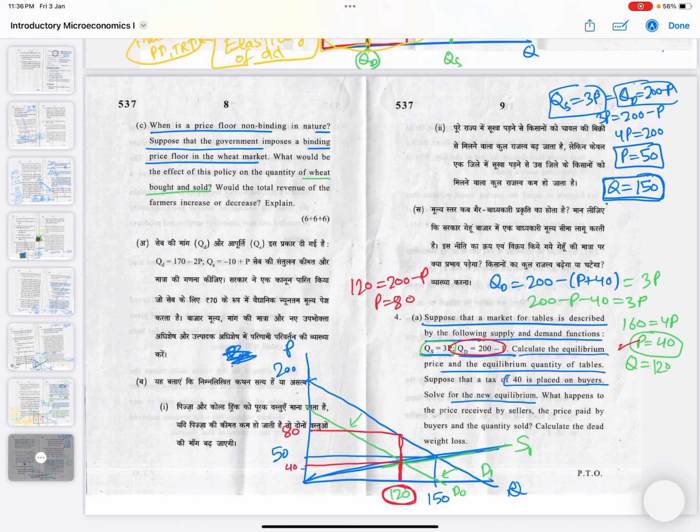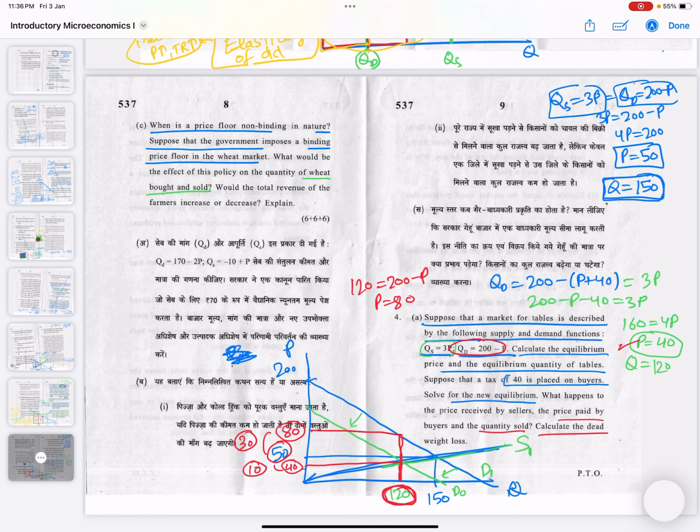So now what you can see is, initially the buyers were paying 50, the sellers were getting 50. Now the buyers are paying 80, whereas the sellers are getting 30. So the buyers are having a burden of rupees 30, whereas a burden of rupees 10 is being imposed on the seller with the imposition of this tax. Now what happens to the price received by sellers, price paid by buyers, and the quantity sold? Quantity sold would be 120.